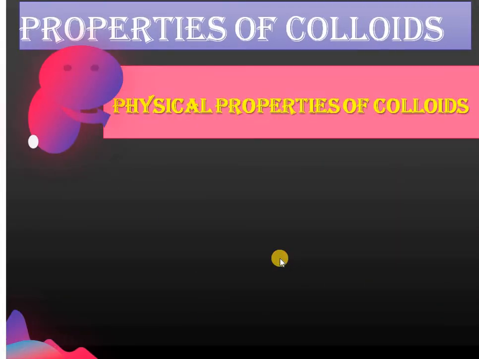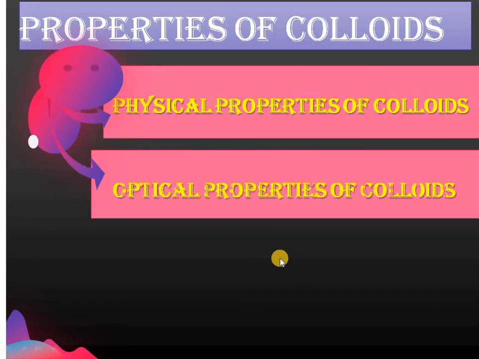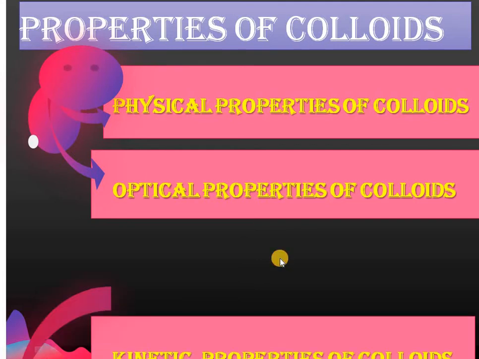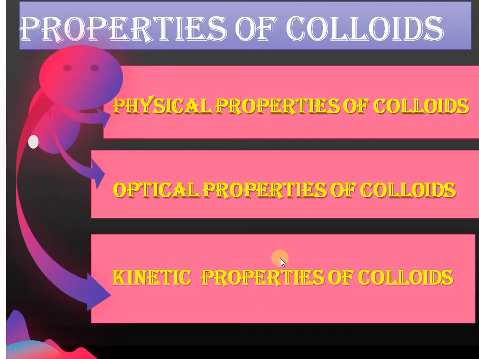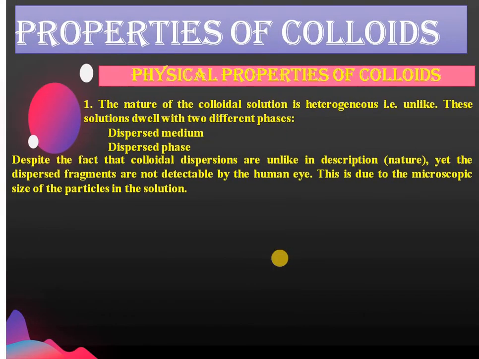Now we will discuss the properties of colloids. Basically, colloids are divided into three properties mainly: physical properties of colloids, optical properties of colloids, and kinetic properties of colloids. We will discuss every property one by one. The first is the physical properties of colloids. In physical properties, as we know, there are a dispersed phase and a dispersion medium. So depending upon these, we will discuss the properties of colloids.